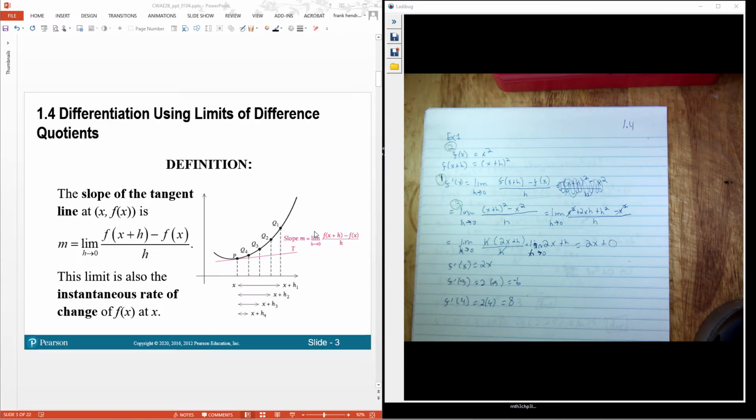The slope of a tangent line is given by this formula here: the limit as h approaches 0 of f of x plus h minus f of x, divided by h. So we're looking at the slope of the line when the interval becomes shorter and shorter. So now we can find the actual derivative at a point. Now we're looking at a tangent line which goes through one point. This limit is also called the instantaneous rate of change of f of x at a particular point.